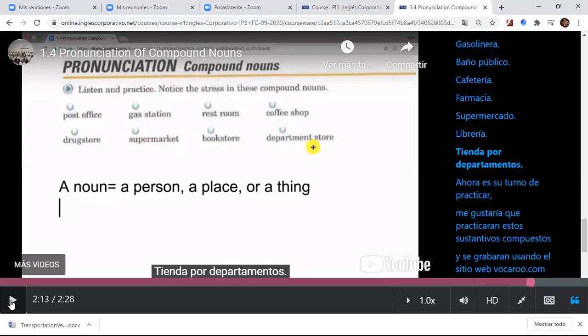Post office. Gas station. Restroom. Coffee shop. Drugstore. Supermarket. Bookstore. Department store. Okay, thank you.